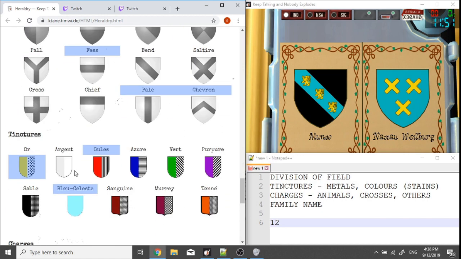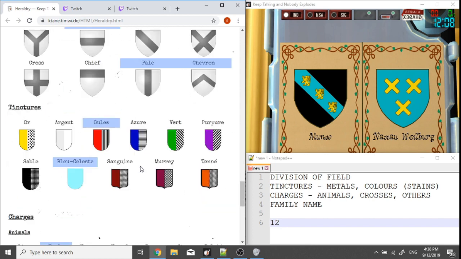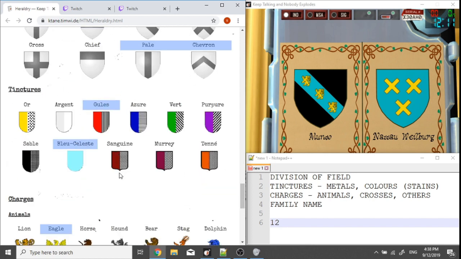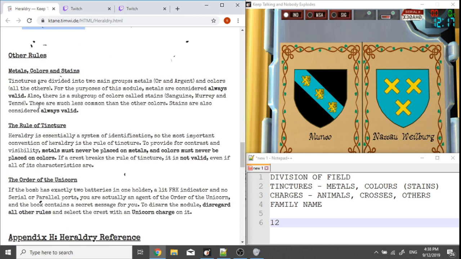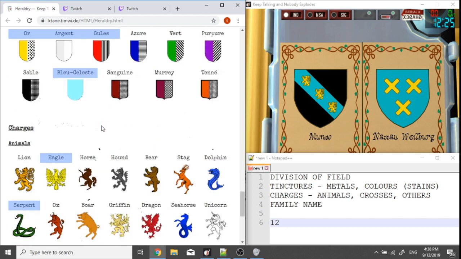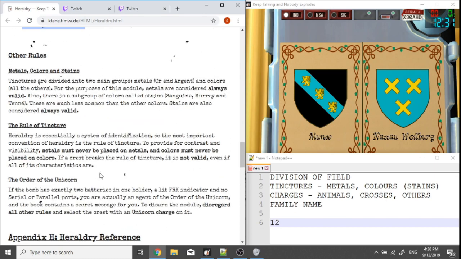Alright, so now we're set, but not quite. There's a couple other rules we have to account for. In terms of tinctures that are valid, metals are always considered valid. So in addition to gold and blue celeste, we're also interested in or and argent tinctures. Stains, which are colors, are also valid. So sanguine, murrey, and tenné are also valid and what we're interested in.